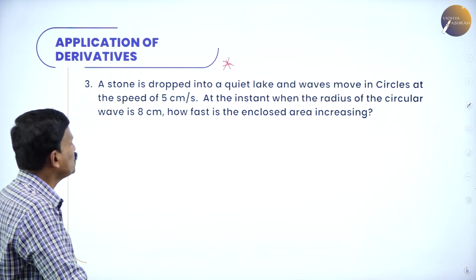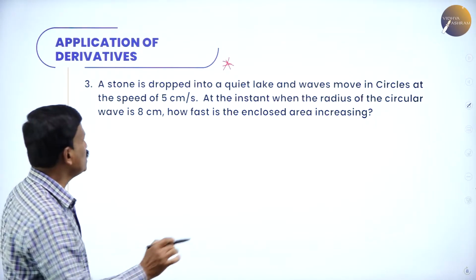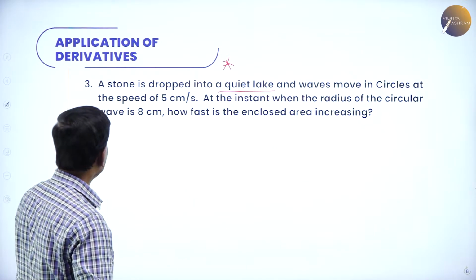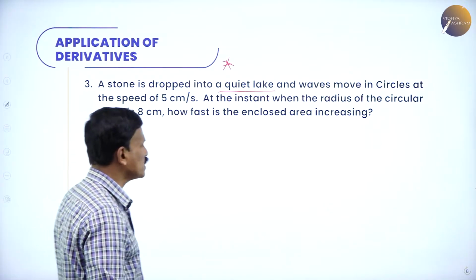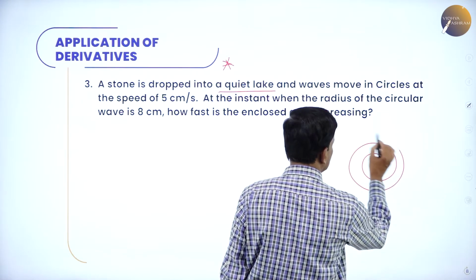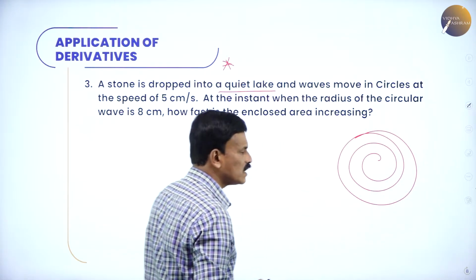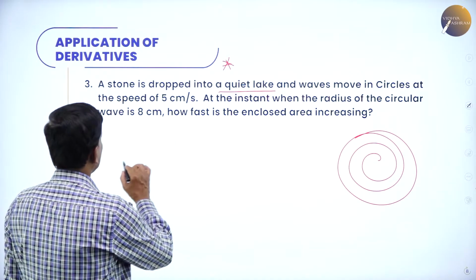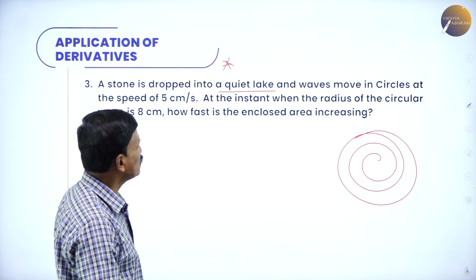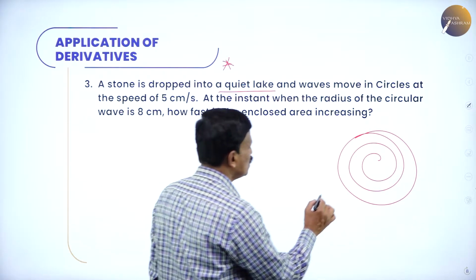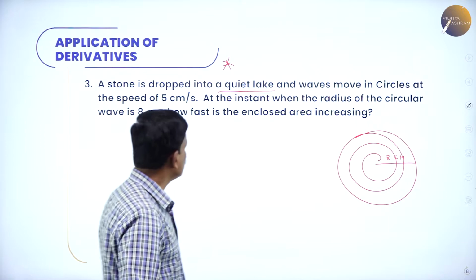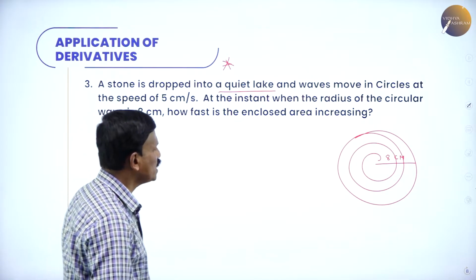A stone is dropped into a quiet lake and waves move in circles at the speed of 5 centimeters per second. Suppose this is a lake. If a stone is dropped, the waves will move like this. The waves will form a circle. Circular waves are formed at a speed of 5 centimeters per second. At the instant when the radius of the circular wave is 8 centimeters, how fast is the enclosed area increasing?